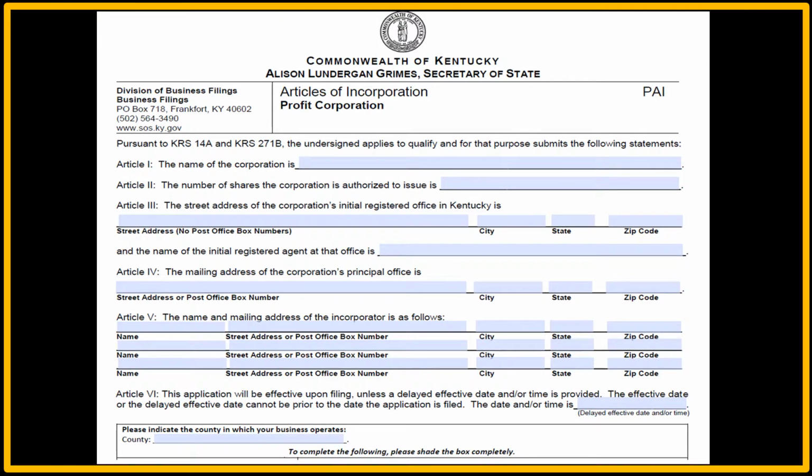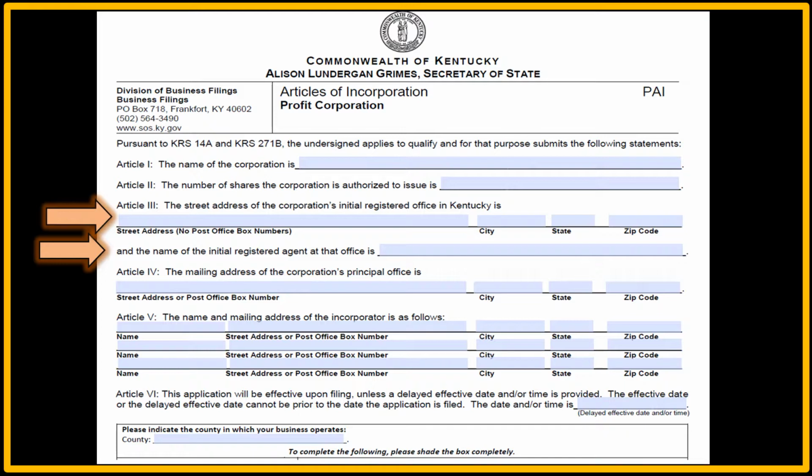Looking at the Kentucky form for the Articles of Incorporation, you'll see that here and here is where you put the street address of the corporation's initial registered office and the registered agent at that office. That's where you put the name. Your headquarters don't have to be the registered office. The registered office is just what it is. It's a registered office in Kentucky.